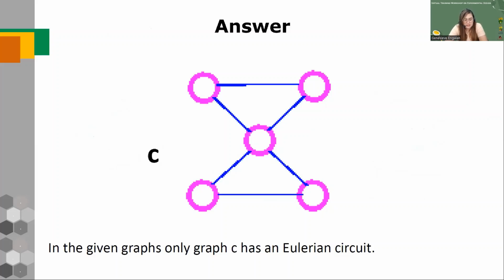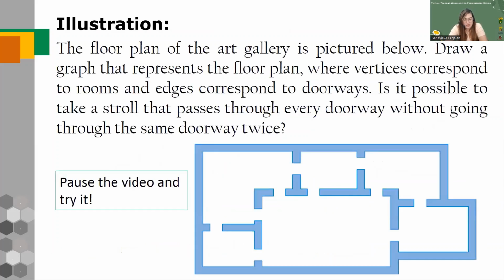Okay, the answer is letter C. Okay, so let's have an application. The floor plan of the art gallery is pictured below. Draw a graph that represents the floor plan, where vertices correspond to the rooms.